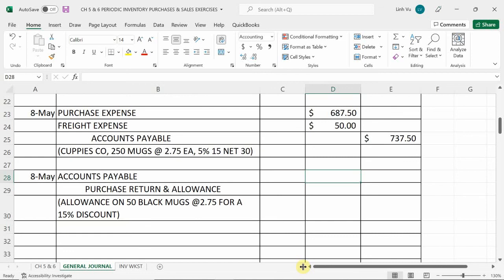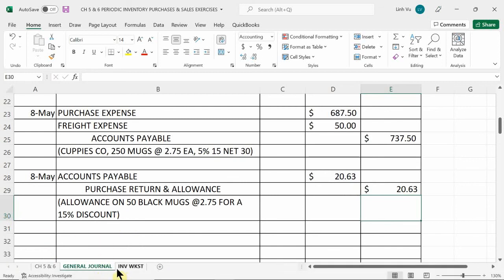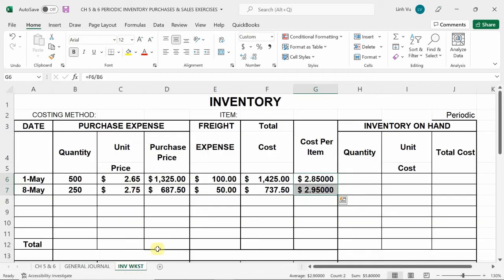You do 50 times 2.75 times 15%. And that's 20.62. So we're going to get back $20.62, or reduce, should be 2.5 or something like that. So you get $20.63 back. That's exactly what we're going to do here in our inventory worksheet.